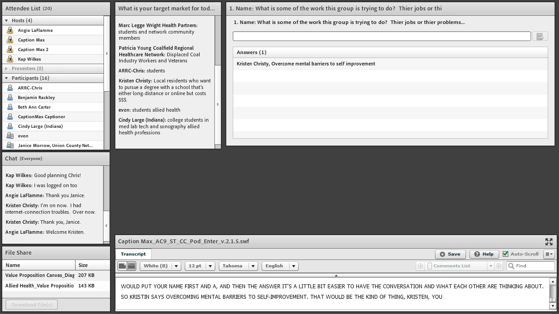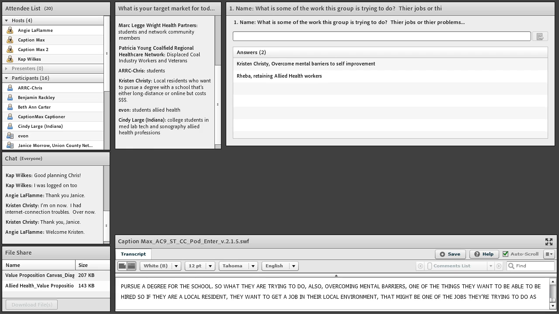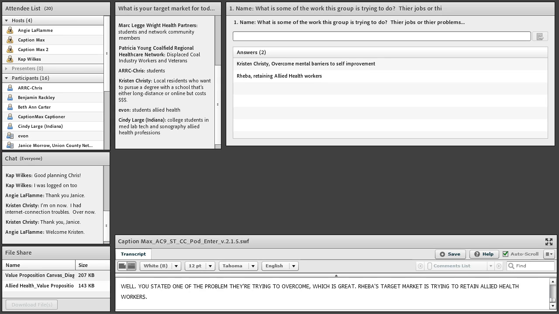So Kristen, overcoming mental barriers to self-improvement. That would be the kind of thing. Kristen, you had local residents who want to pursue a degree with a school. What they're trying to do, also, I would say maybe overcoming mental barriers, and one of the things is they want to be able to be hired. If they're local residents, they want to get a job in their local environment. That might be one of the jobs they're trying to do as well. You've stated one of the problems they're trying to overcome, which is great. REBA's target market is trying to retain allied health workers.